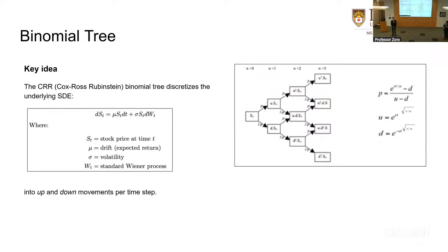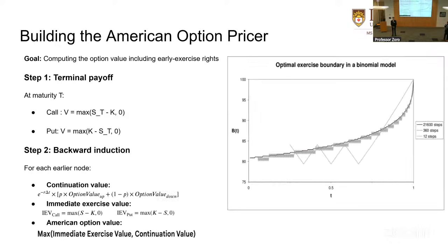It basically is based on the underlying SDE given on the left, where mu will be a drift term, which will be known to you. It will be the risk-free rate minus the dividend yield. And this second term, sigma S dW_t, is the one where you're trying to estimate the volatility. This will give you the up and down movements per time step. With this binomial tree, using the terminal payoff at time t, you can do backward induction and calculate the estimated value of your underlying asset at every time step.